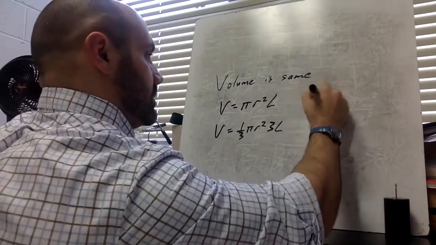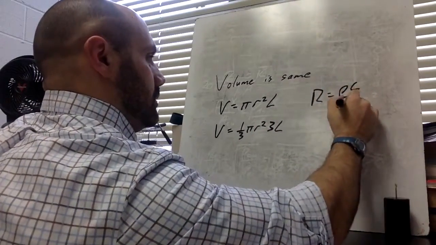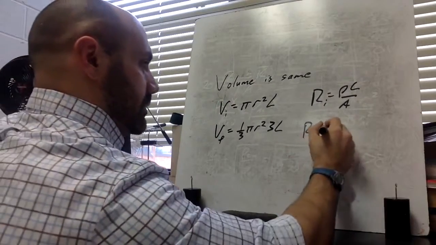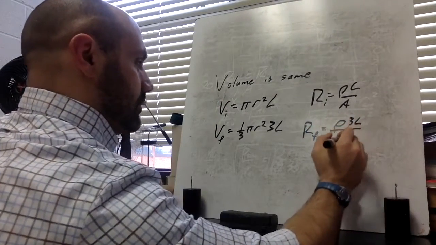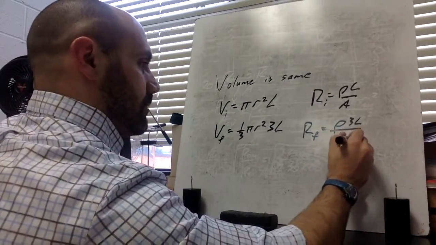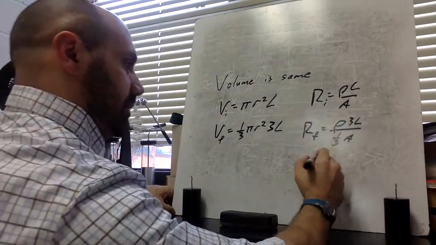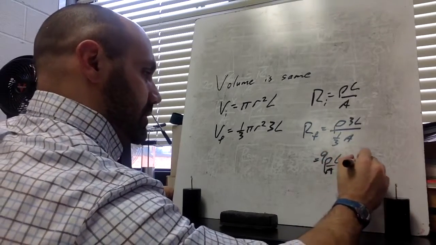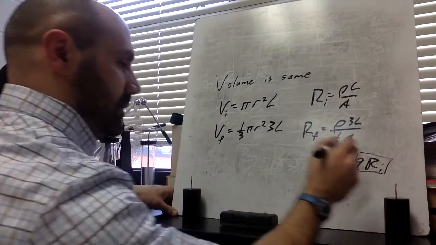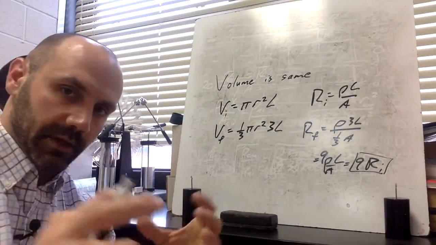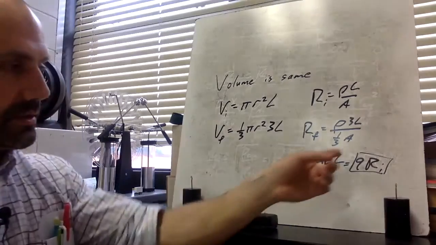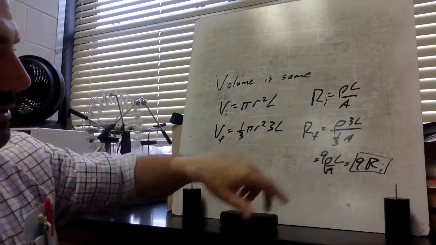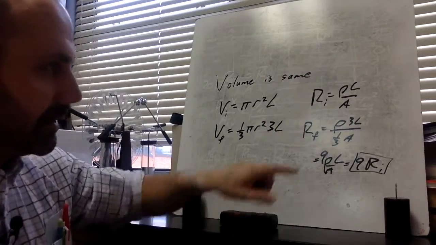So the initial resistance, we're going to say rho L over A. The final resistance, so let's do that over here too, is going to be rho 3L over 1/3 A. Now when I simplify this, I end up with 9 times rho L over A. So that is 9 times the initial resistance. So by reducing cross-sectional area, and by making it longer, I'm increasing the resistance of the thing. If I want to decrease the resistance, I have a larger cross-sectional area and a shorter length of the object.